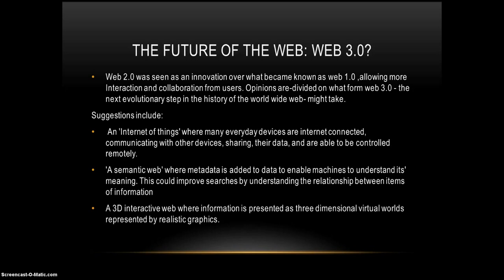Opinions are divided on what form Web 3.0, the next evolutionary step in the history of the World Wide Web, might take. Some of the suggestions include an Internet of Things, where many everyday devices are internet connected, communicating with other devices, sharing their data, and are able to be controlled remotely. A semantic web, where metadata is added to data to enable machines to understand its meaning. This could improve searches by understanding the relationship between items of information. A 3D interactive web where information is presented as three-dimensional virtual worlds represented by realistic graphics.